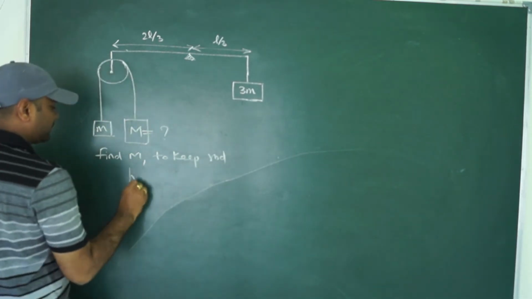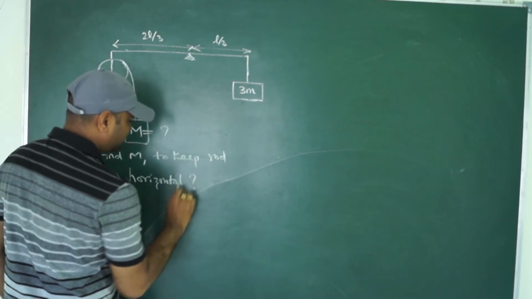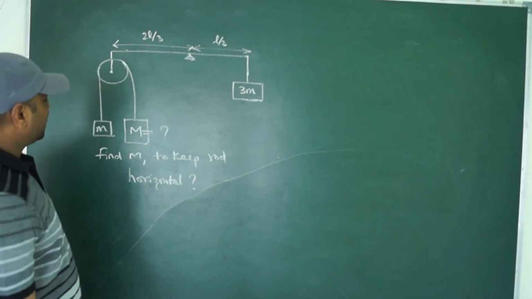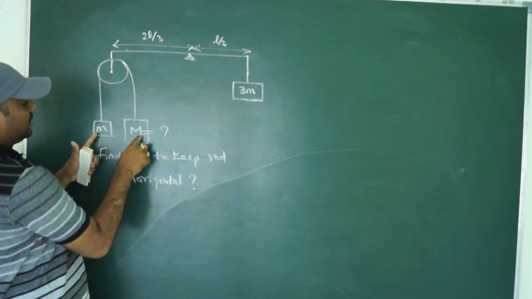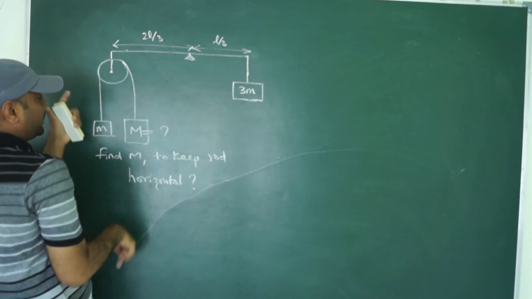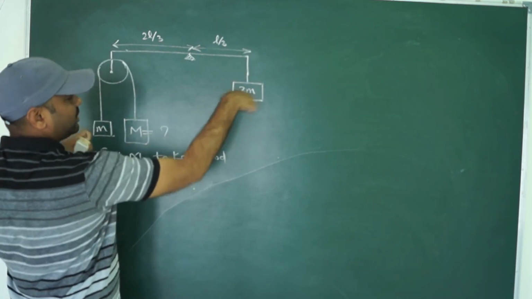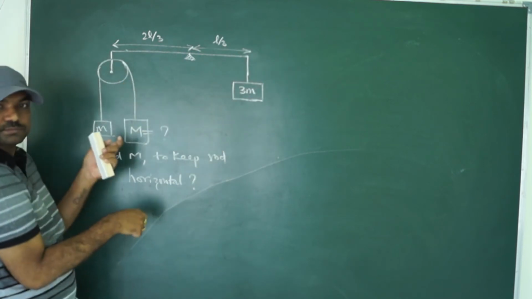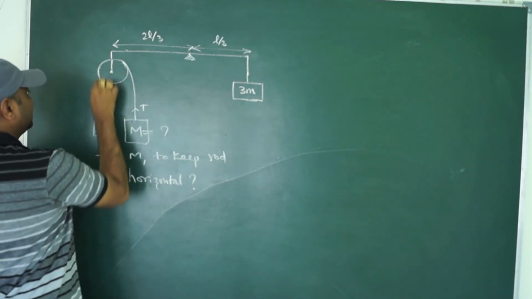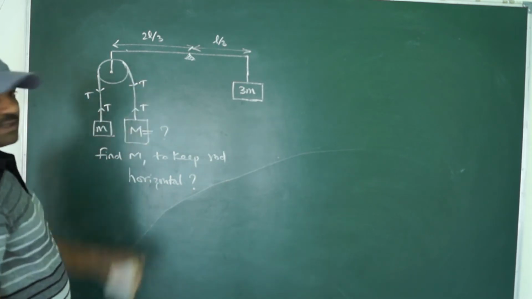To keep the rod horizontal, ultimately we have to identify the balancing of torques. Now see, here they won't be at rest. As this pulley is able to rotate, one block can move up and down, but the rod should be at rest and horizontal. So there will be some tension T here, and T here also. These are the tension forces acting.